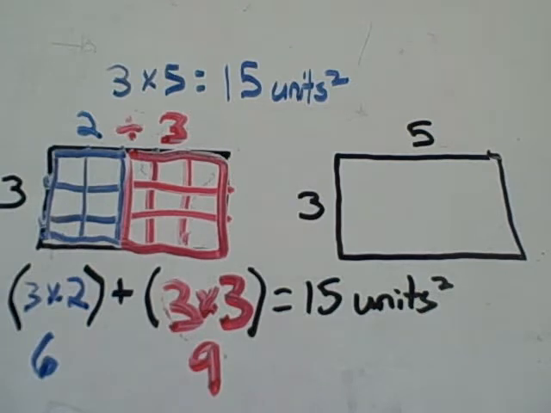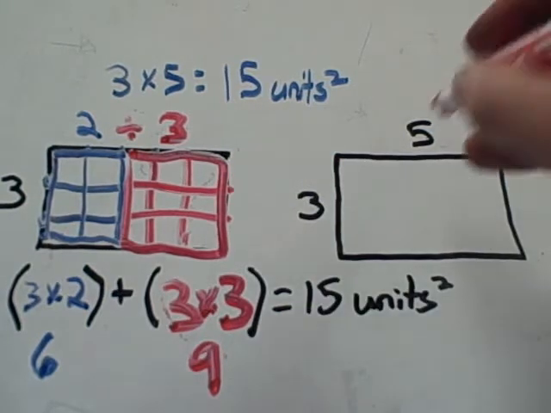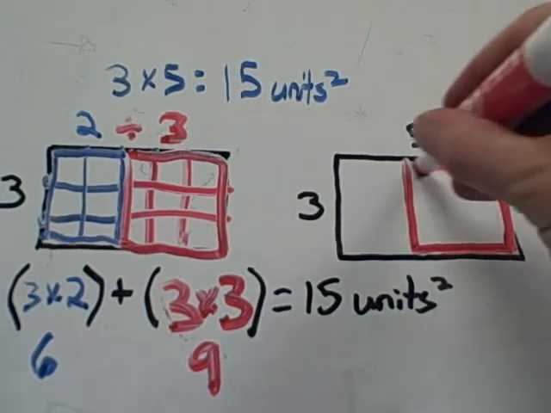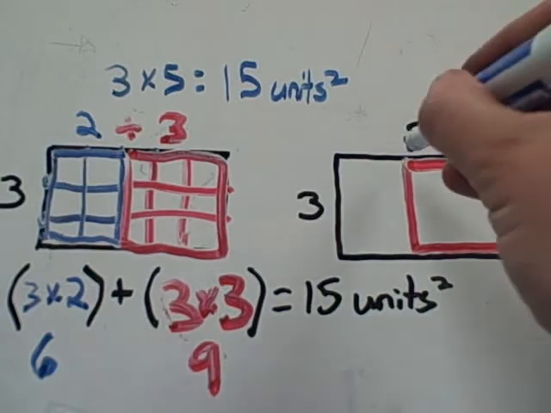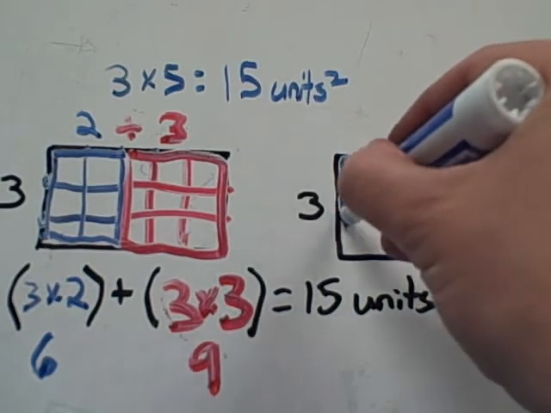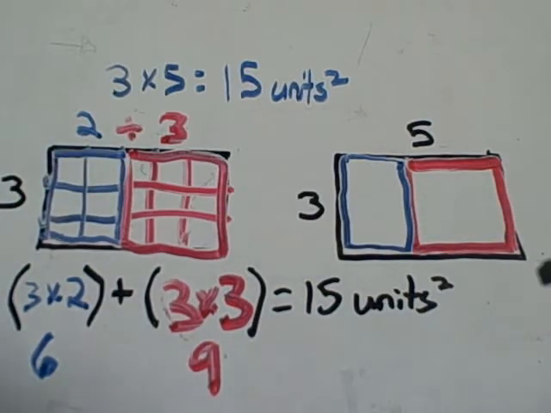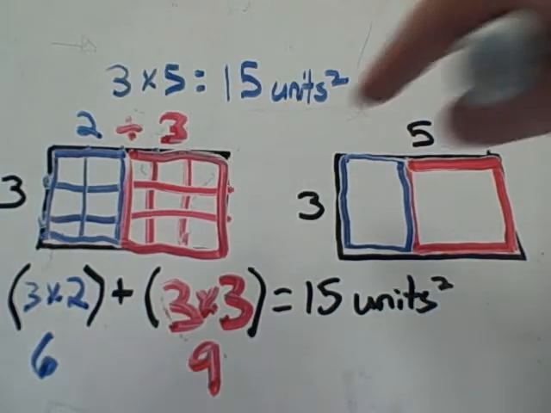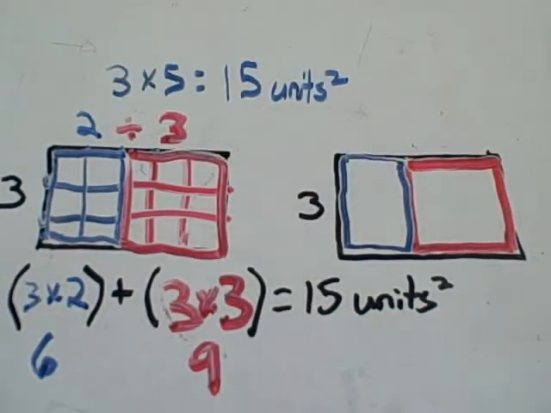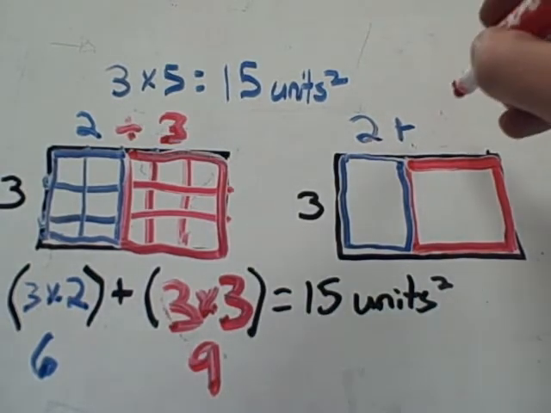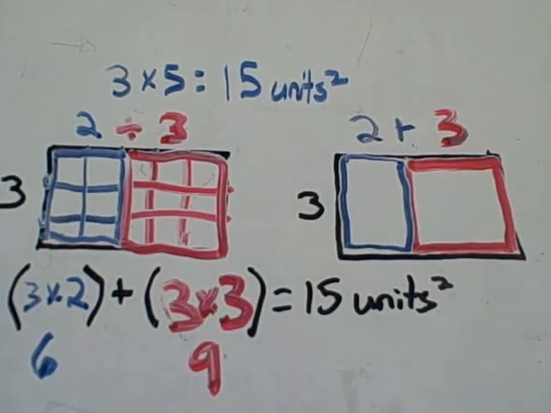Okay, now here's a quick way of doing it. Here's my red rectangle. Here's my blue rectangle. If you have trouble drawing squares like I did, because I know sometimes it's tricky to draw the squares on the inside, here's a quick way of doing it. Instead of 5 now, I know this is 2 plus 3. So now all I have to do is just write my equations.